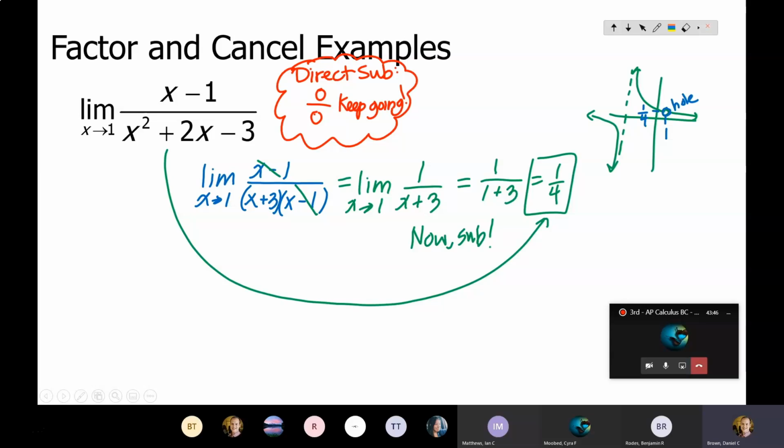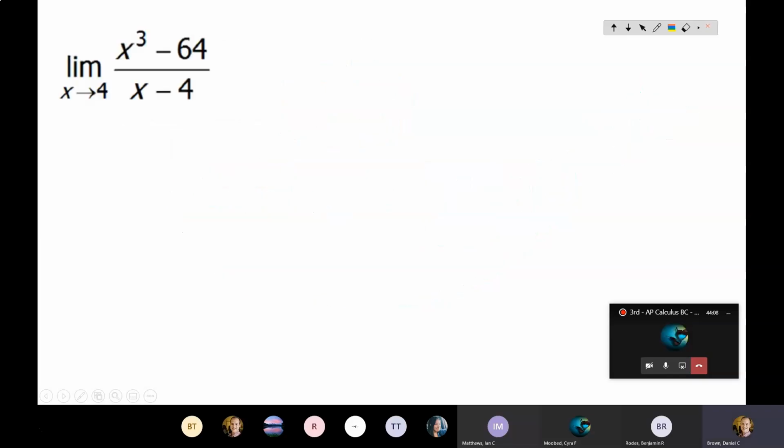When you have 0 over 0, keep going. Always try direct substitution first. You don't want to waste your time factoring and canceling when you didn't have an indeterminate case to begin with. But when you have 0 over 0, factor, cancel, and then do direct sub. Questions? All right. Go ahead and try this one for me.